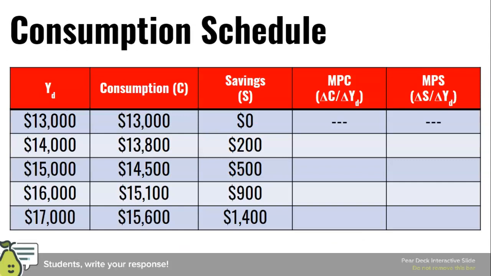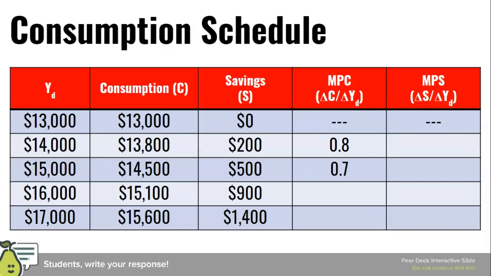We could look at it as a graph or a table. We could say that if I have a disposable income of $13,000 and it increases by $1,000 to $14,000, my total consumption would go from $13,000 to $13,800. So if I'm trying to calculate my marginal propensity to consume, I would say that consumption increased by $800 divided by an increase of $1,000 in my income. So 800 divided by 1,000 tells me that I spent 80% of every new dollar I earned when income went from $13,000 to $14,000. So my MPC would be 0.8.